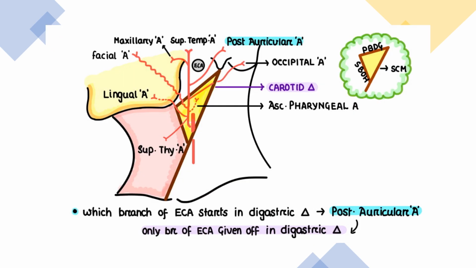Now you can see the distribution of the branches of the external carotid artery. This is the superior thyroid artery. This is the lingual artery. This is the facial artery. This is the maxillary artery. Superficial temporal artery. This is the posterior auricular artery. This is the carotid triangle. This is the ascending pharyngeal artery.